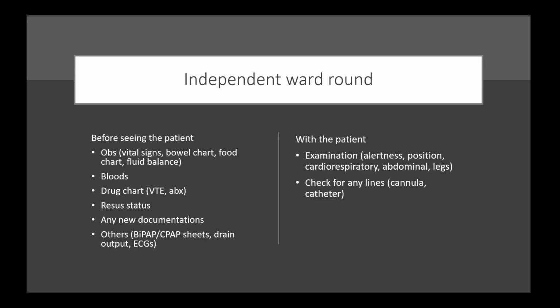If you were to lead an independent ward round, there are things that you need to review before seeing the patient. So look at the observations and check the vital signs. Bowel chart and food chart are important in geriatrics. Fluid balance is important in all specialties, but it's always poorly documented. Check the most recent bloods, review the drug chart and change anything if necessary.